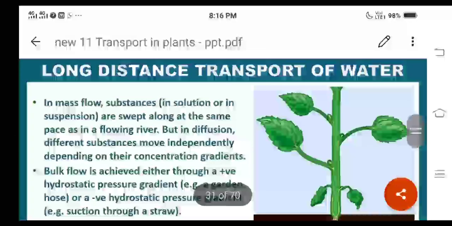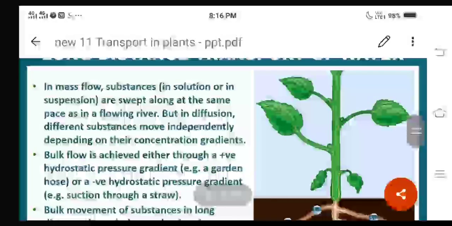In mass flow, substances in solution or in suspension are swept along at the same pace as in a flowing river. We are going to compare it to one location of the river here.